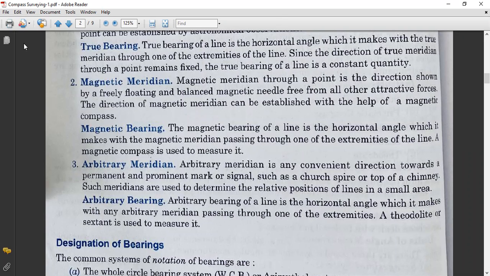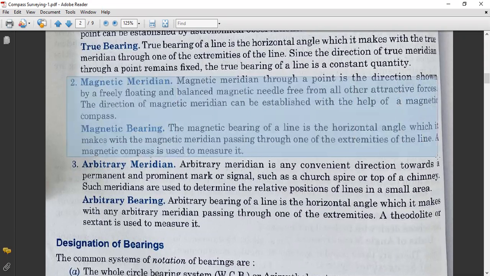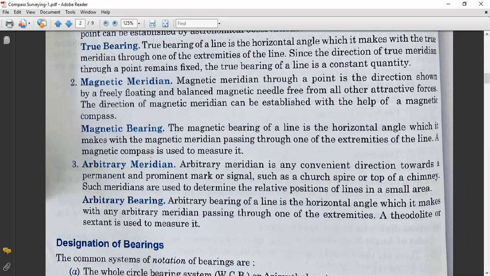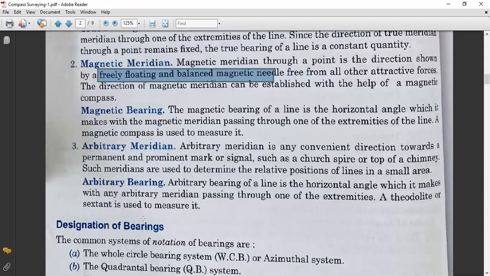So in compass surveying, we will be measuring the bearings by using a freely floating magnetic needle which is fixed in the compass. We will be measuring the bearings of a survey line using the free floating and balanced magnetic needle. So that is why we call it the magnetic bearing. In compass surveying, we will be using the magnetic bearing.